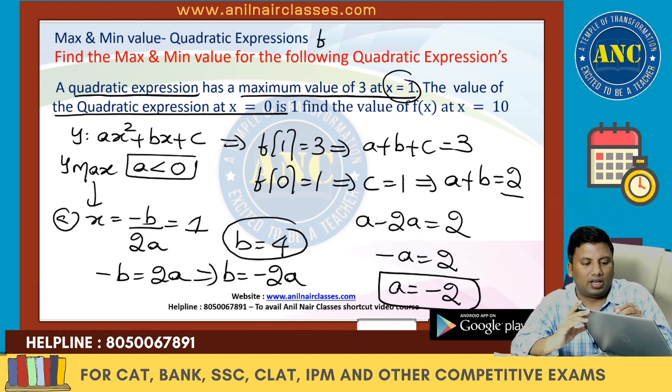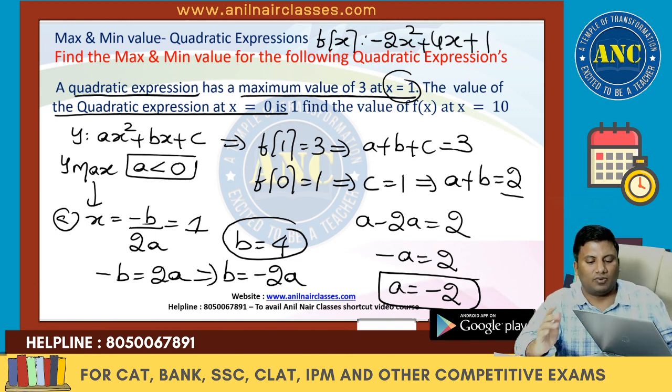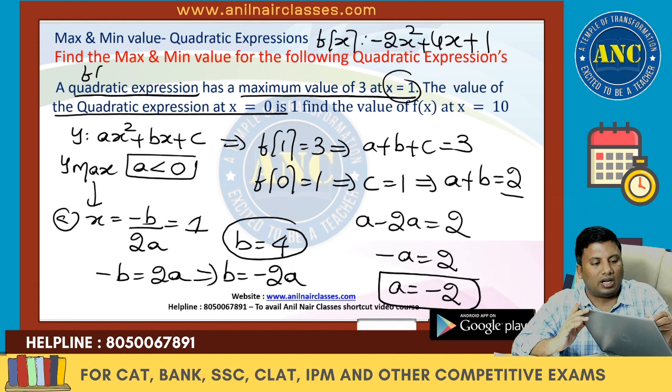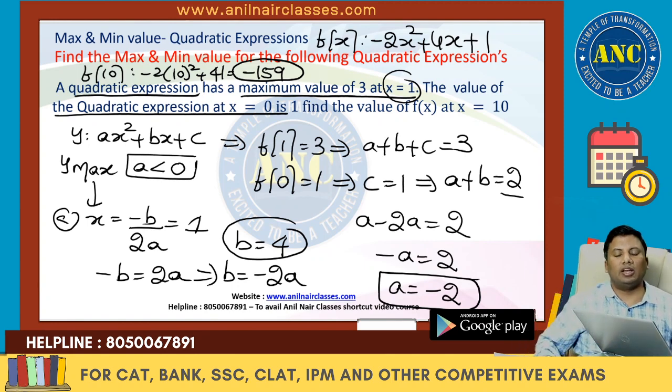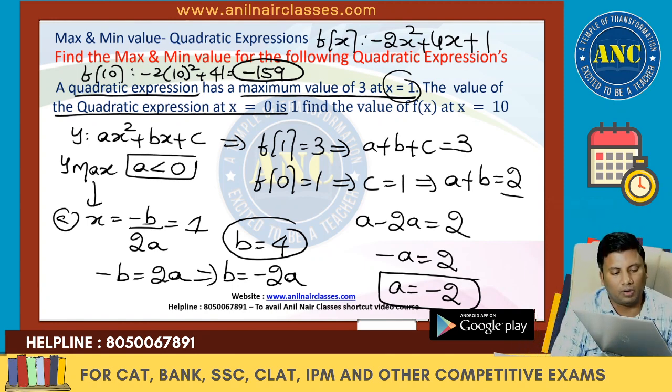What will be the equation? The equation is nothing but, it is an original CAT question, sir, minus 2x square plus 4x plus 1. At x equivalent to 10, if I substitute 10, minus 2 into 10 square plus 41, it is minus 159. The answer for this question is minus 159. I hope it is clear. Right, one by one, all are basic concepts.